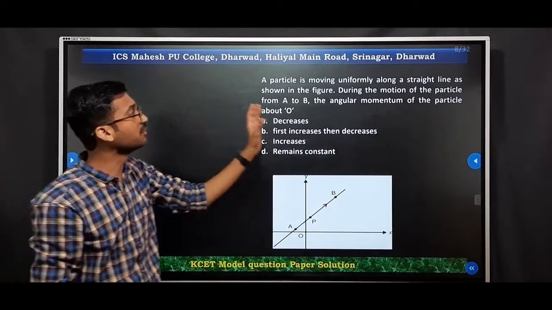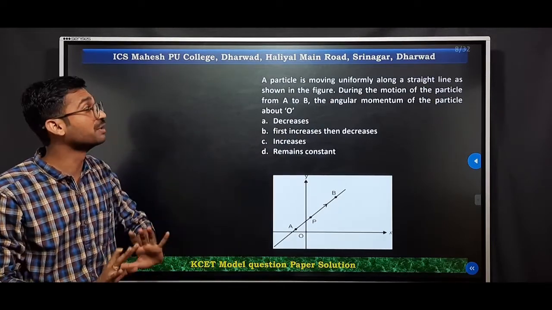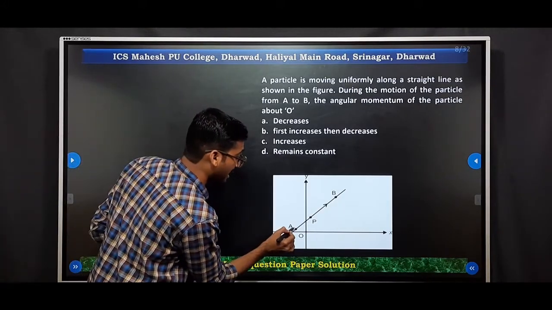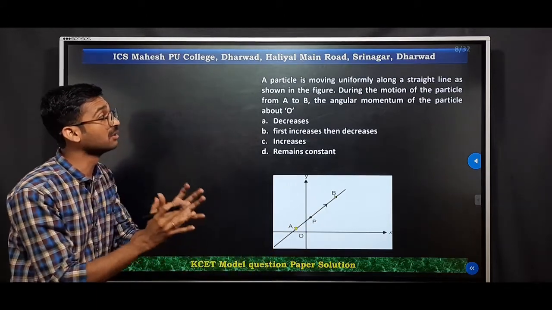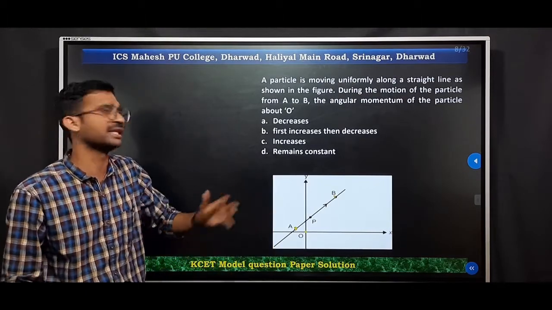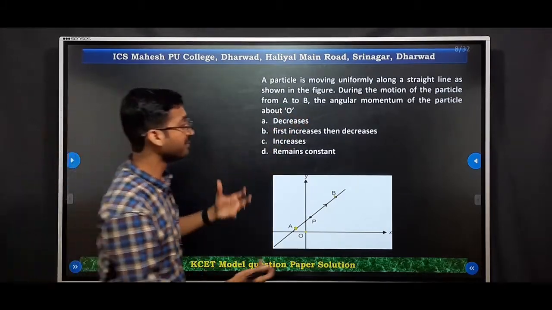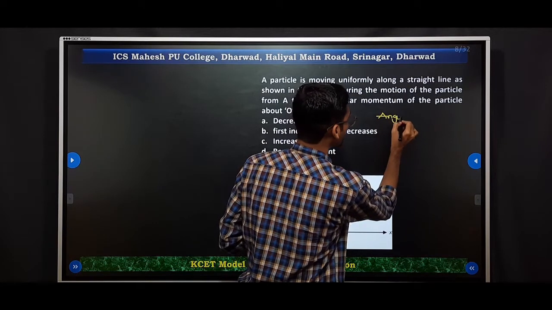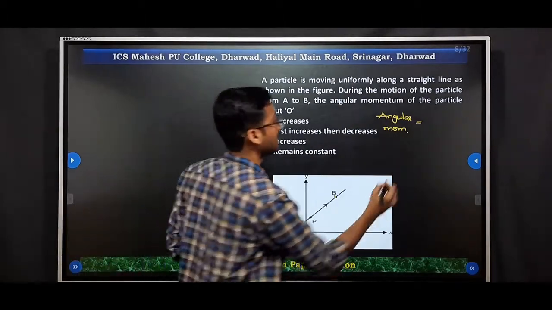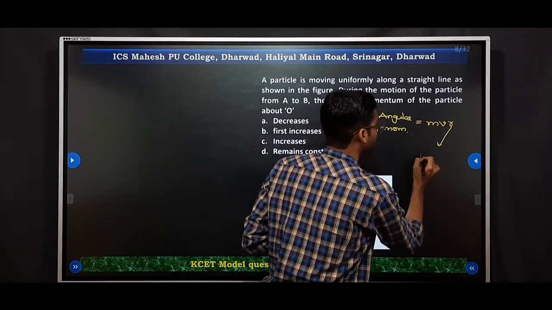A particle is moving uniformly along a straight line as shown in the diagram. During the motion of the particle from point A to point B, the angular momentum of the particle about the point O they are asking. Therefore, we have to explain what will happen to the angular momentum. When we say angular momentum, the main equation that comes to our mind is the product of mass into velocity into perpendicular distance. Remember, it's a perpendicular distance.